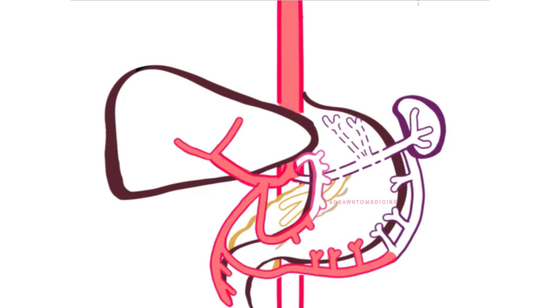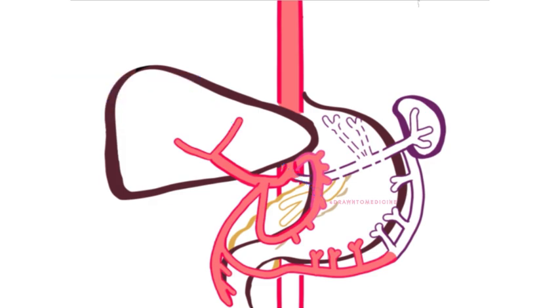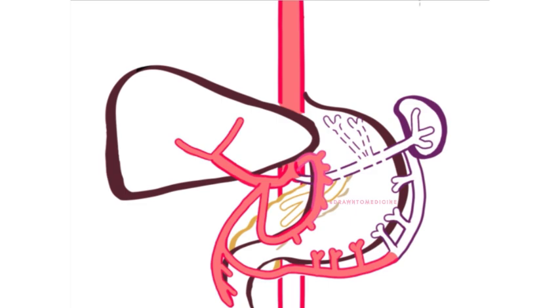So now let's move on to the next branch of the celiac trunk, which is the left gastric artery. Yes, the left gastric artery is a direct branch from the celiac trunk, whereas the right gastric artery is arising from the hepatic artery, which is a branch of the celiac trunk. And these gastric arteries are going to supply the lesser curvature of the stomach.